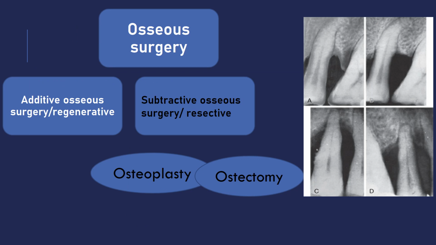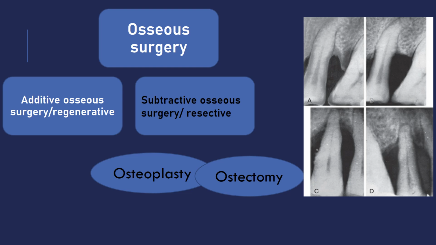So then coming to osseous surgery, what is osseous surgery? We already learned about it, and what are the types of osseous surgery, and how can we attain this physiological form? So when we talk about the details of each, this can be either additive osseous surgery, meaning the formation of bone, where regenerative periodontal surgeries will be done, that is, adding the bone. And the other one is subtractive osseous surgery.